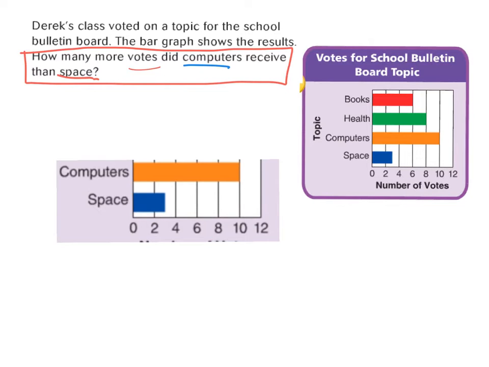So let's think. How many votes were there for computers? Well, going back in the graph, you see that there were 10 votes. And how many votes were there for space? Going back to the graph, you see that there were only 3 votes. So we can simply write 10 votes minus 3 votes, and that would equal 7. So again, computers received 7 more votes than space.